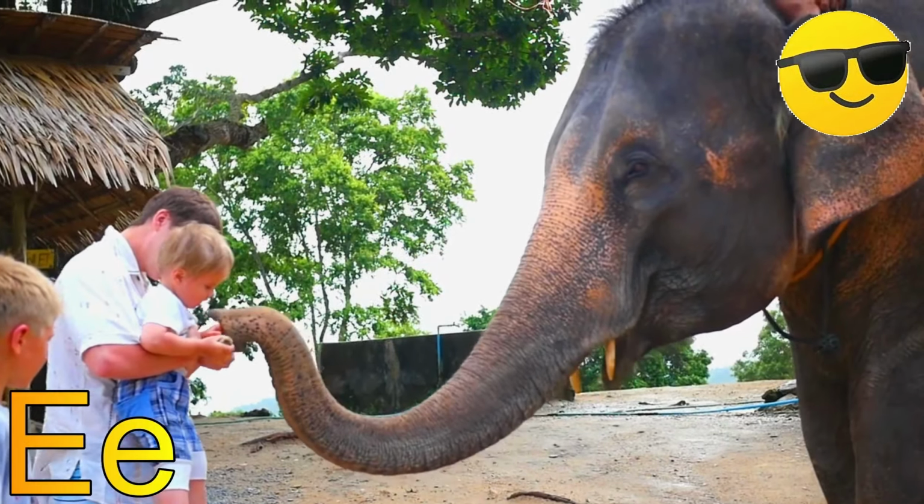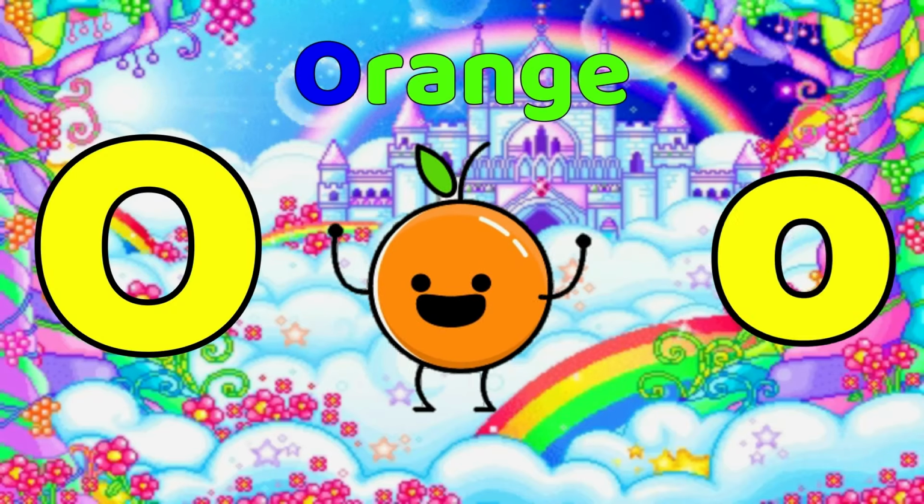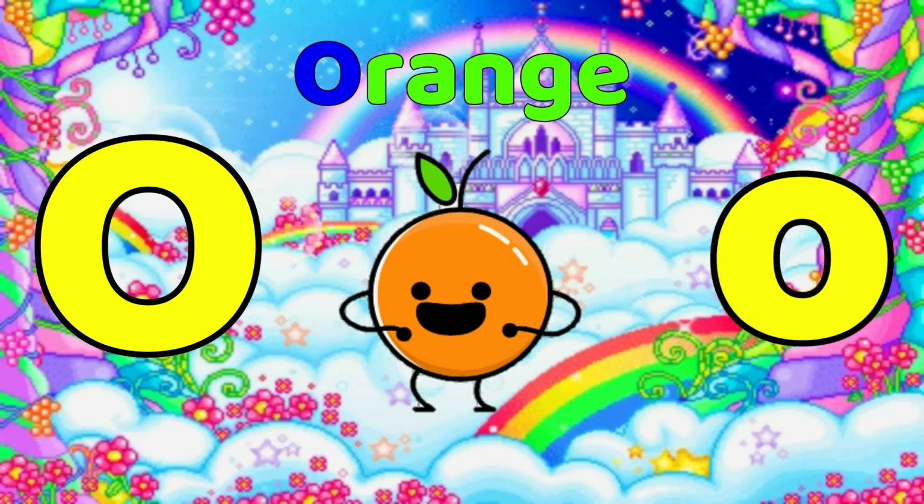K keyboard. L is for ladybug, ooh ooh ladybug, ooh ooh ladybug. L ladybug. M is for monkey, ooh ooh monkey, ooh ooh monkey. M monkey. N is for needle, needle, needle. O is for orange, orange, orange, O orange.